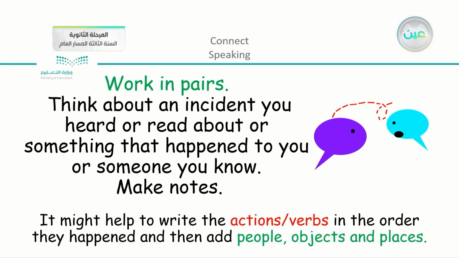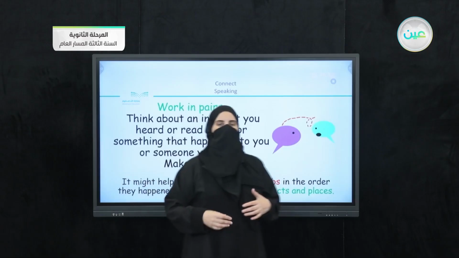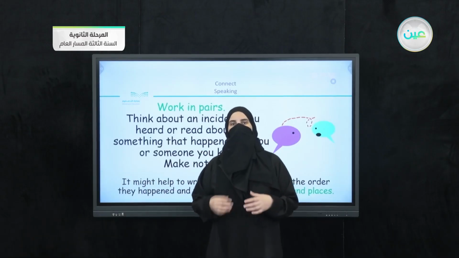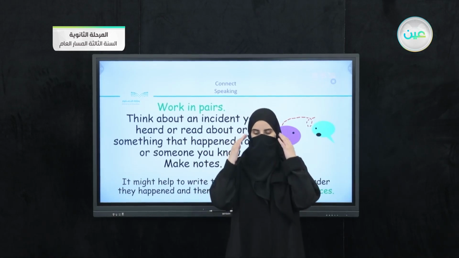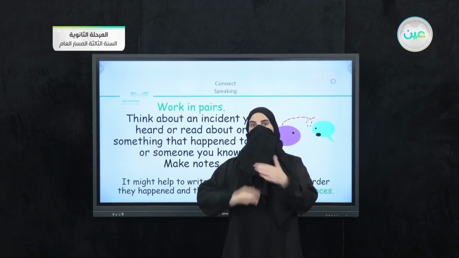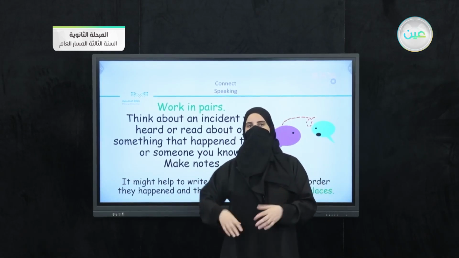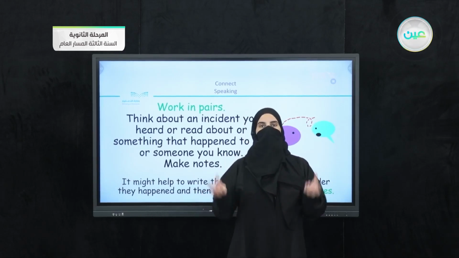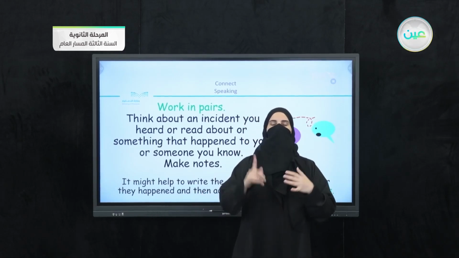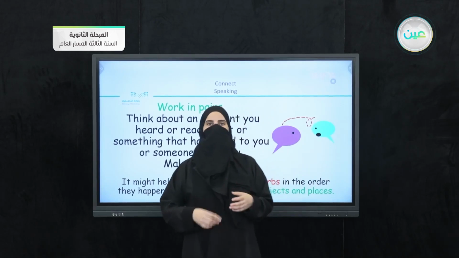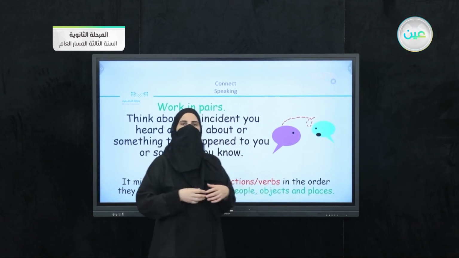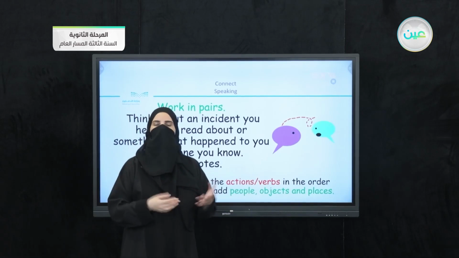We said that it might help to write the actions, verbs, in the order they happened, and then add people, objects, and places. So I gave you a chance to try. When you are writing your story or preparing yourself, you know the order in which the actions happened: the first thing, the second thing, the third thing. And within these actions, you can apply your nouns, adjectives, different feelings, objects, places, and so on.